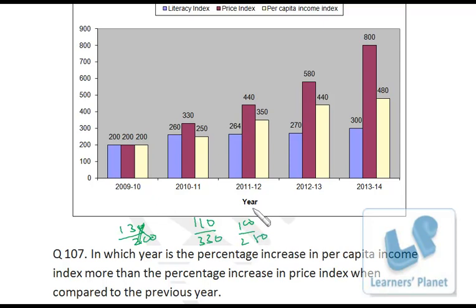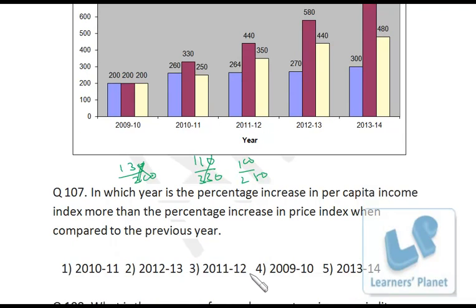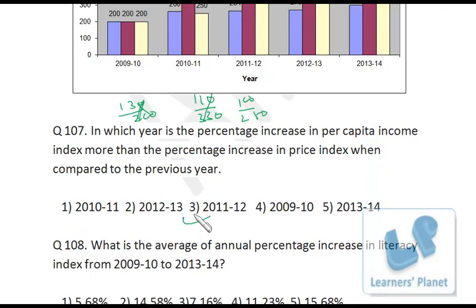So in this year, if we talk about 11 and 12, the percentage increase in per capita index is more than the percentage increase in price index. This is 1/3, that is 33.33%, and this is 40%. Okay, so this is the correct answer. That is 1112 is the correct answer. I hope it's clear. No need to check further, because it is asked in which year, so no need to check further when you have got the correct answer.